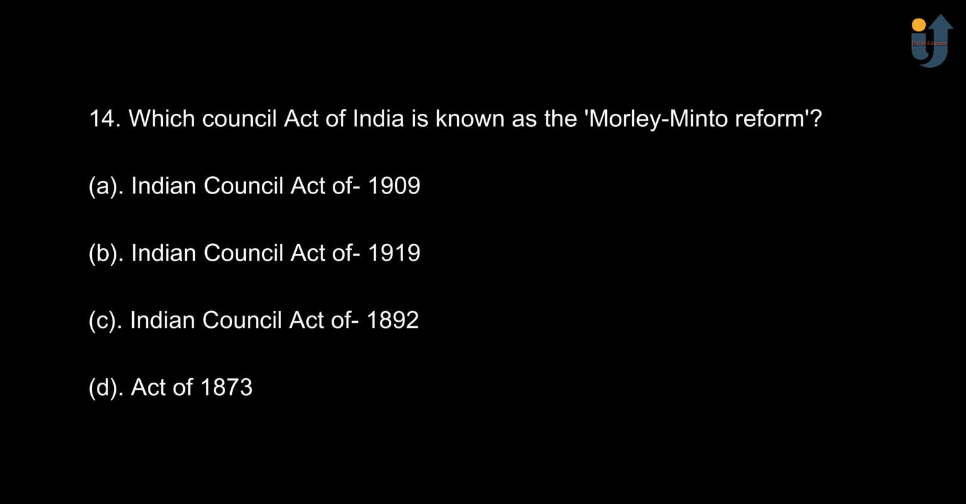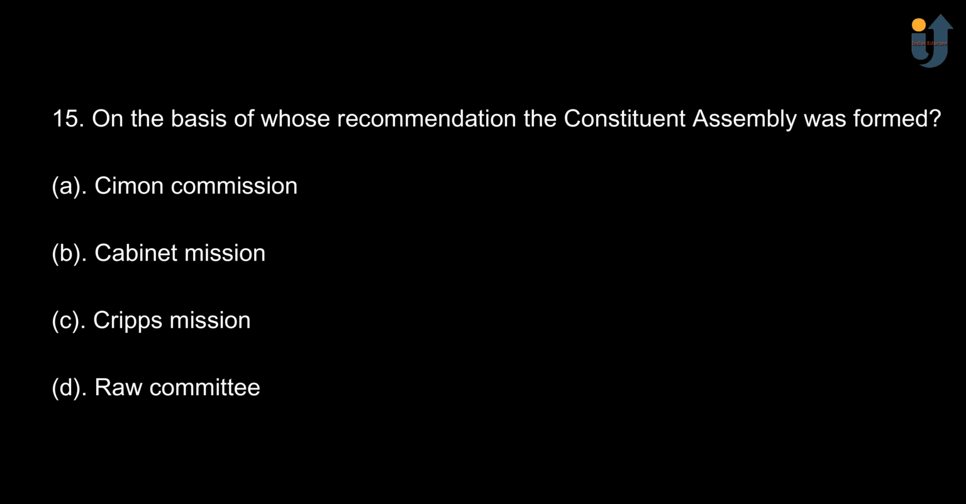Option B, Indian Council Act of 1919. Option C, Indian Council Act of 1892. And option D is Act of 1873. The correct option is option A, Indian Council Act of 1909. Next, on the basis of whose recommendation the Constituent Assembly was formed?